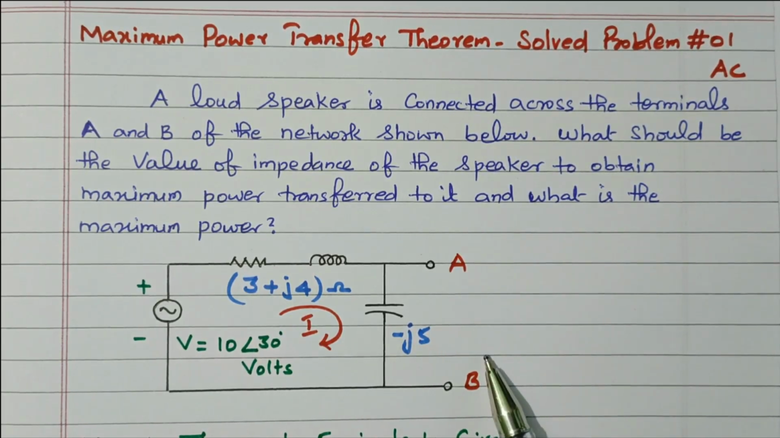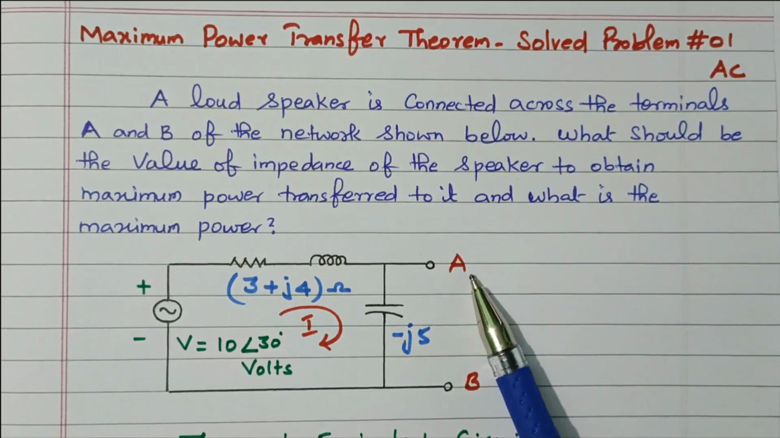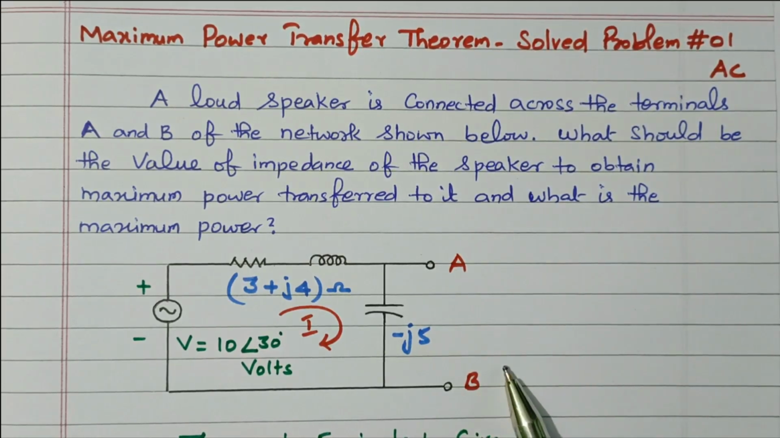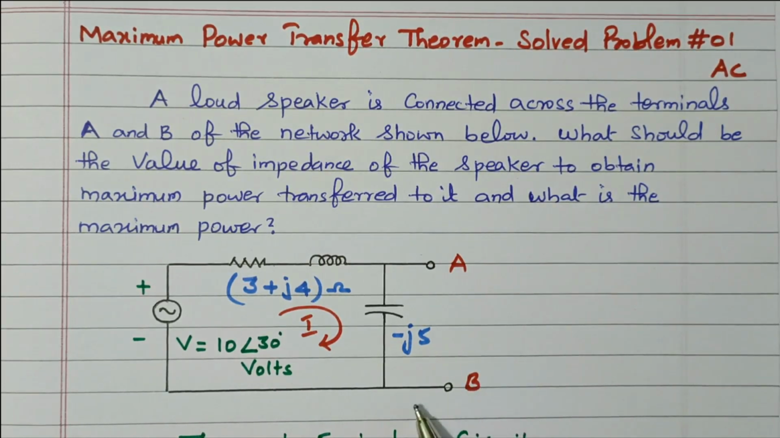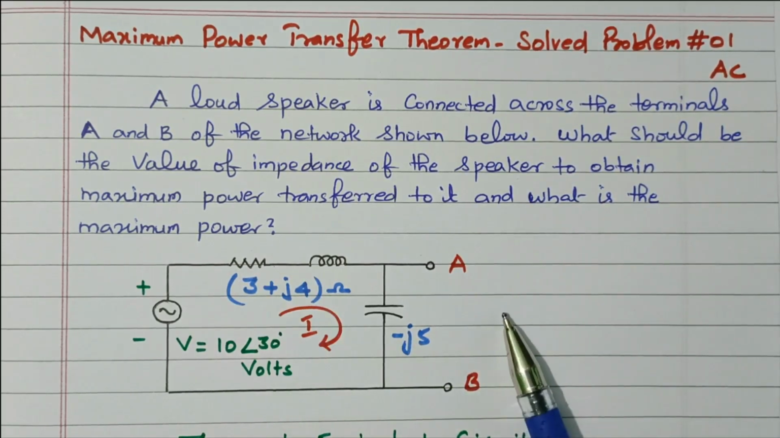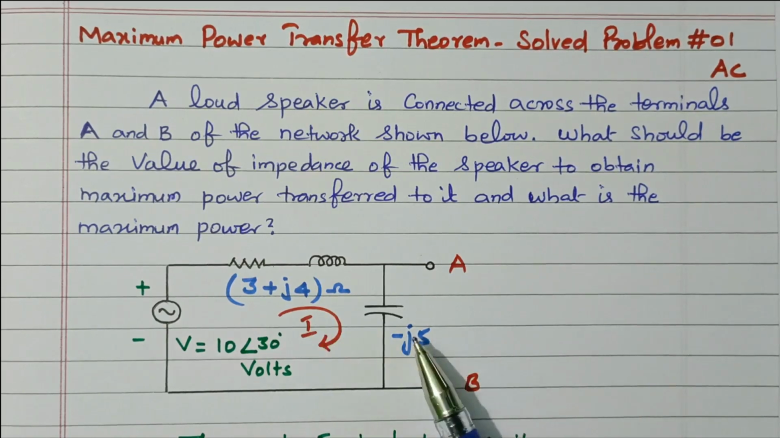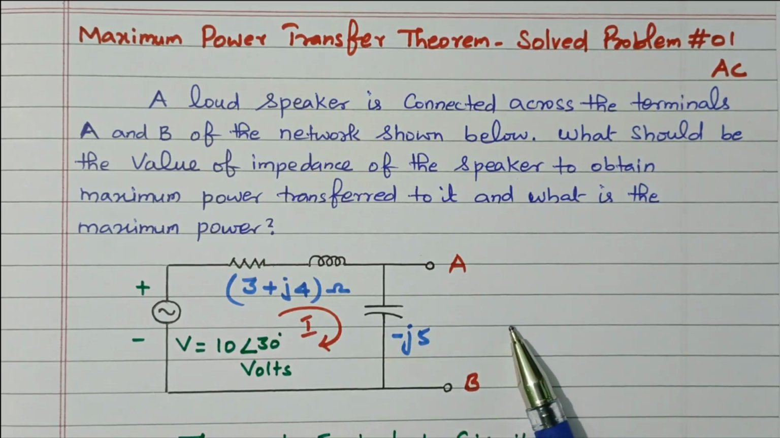So it is clearly given that maximum power is transferred to the load. The loudspeaker is taken as the load that is connected across AB. So we can use the maximum power transfer theorem for this network. What is the maximum power transfer theorem? The impedance of the speaker and the internal impedance of the circuit are both equal. That is the condition given by the maximum power transfer theorem. So based on that we can proceed.